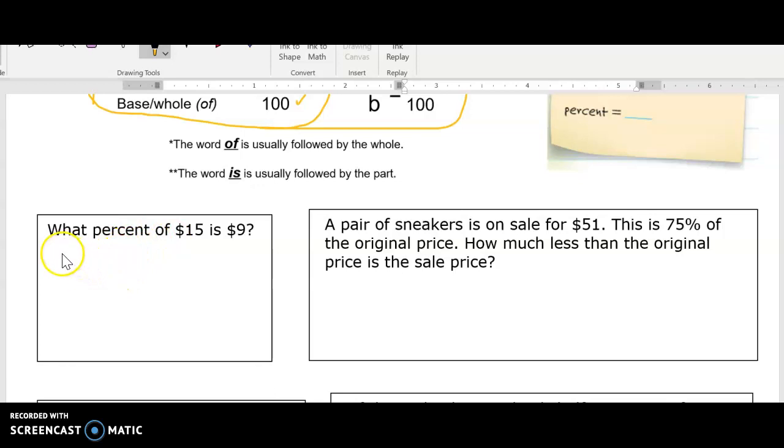So part to whole equals, and it says what percent. Well, we don't know the percent. We always know 100. What percent of 15? That's the whole. And that is the part. So part to whole, part to whole. So when you cross multiply, you get 900 equals 15x. Divide both sides by 15.